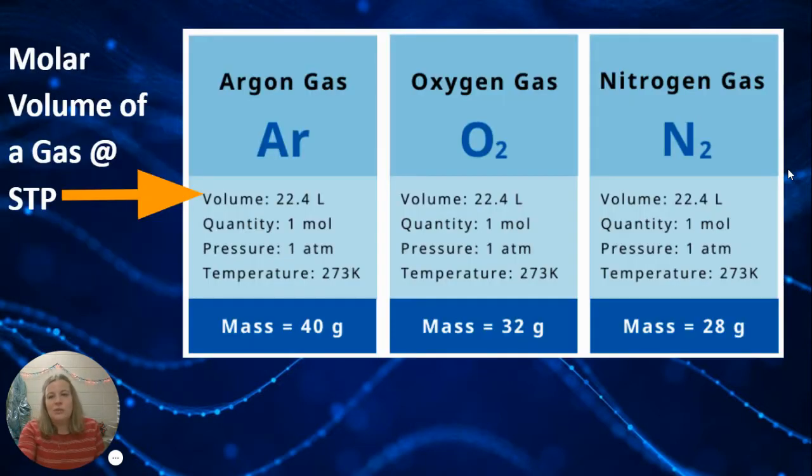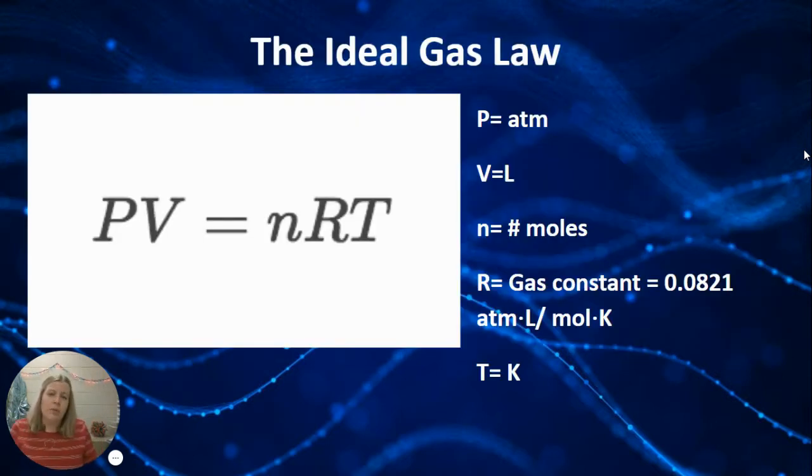However, if it's not at STP, the same rule applies. We just can't use that super convenient 22.4 liters for moles conversion. And like I said, we will get into the math of that in just a minute. But if we have gases that aren't at STP and we want to figure out how many moles are in there, we need to use something called the ideal gas law.